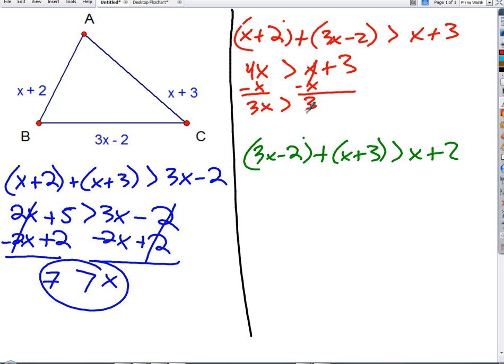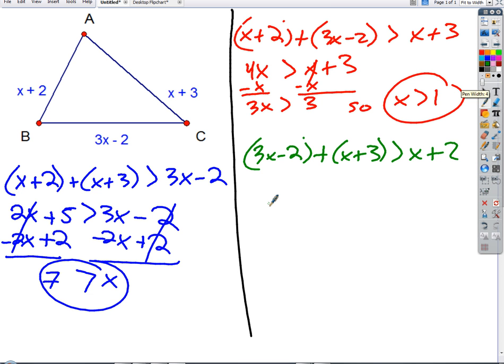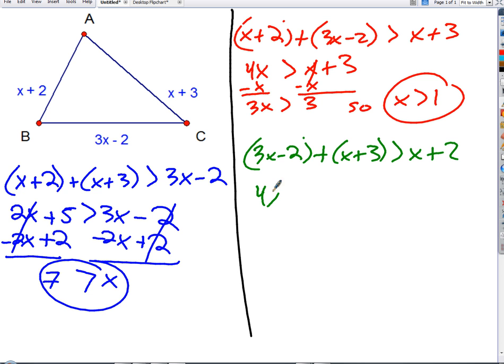Divide both sides by 3. So x is greater than 1. That's the red solution. Okay, last one. If I do the green solution, 3x plus x is 4x. Negative 2 plus 3 is plus 1. It's greater than x plus 2.